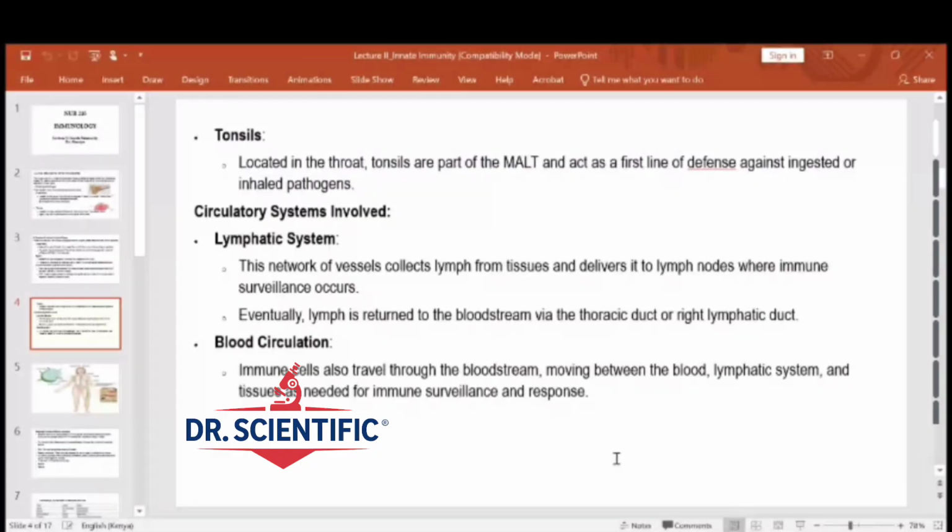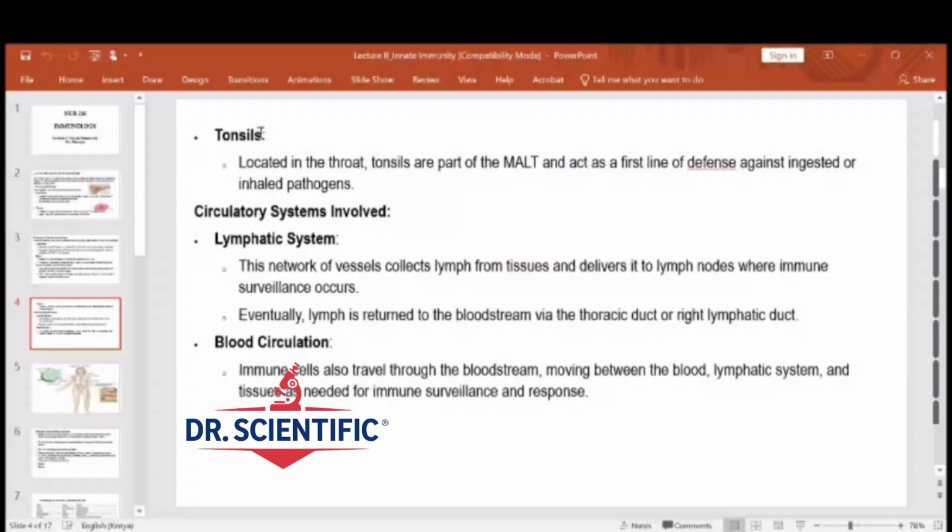We also have the tonsils. The tonsils, of course, we know where they are located in the throat, and they are part of the MALT. They also act as the first line of defense when you're ingesting any pathogens or inhaling any pathogens. There's a mucosa in the tonsils, so it's going to encounter some of these cells of the immune response, and once they encounter the cells of the immune response, they're able to deal with them at that particular level. So it's part of it.